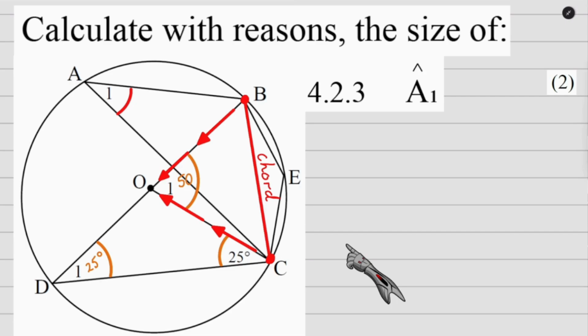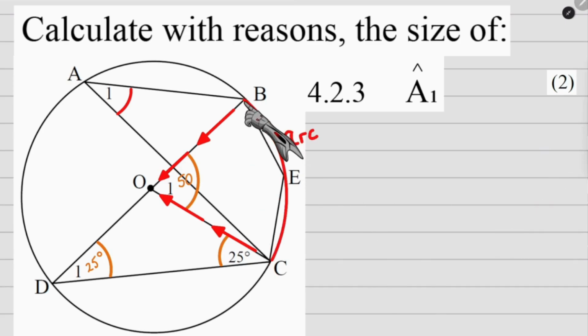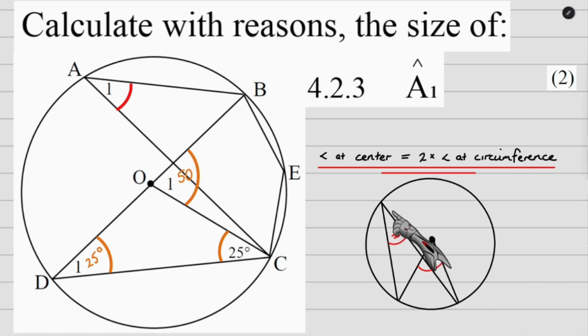So now I know that A1 and O1 are subtended by the same chord, and you can also see it as the same arc. This would be the arc that I'm referring to, BC. But I prefer the chord, it just makes more sense to my brain. And to get the physical size of A1, we're going to use the following theorem: angle at center is 2 times the angle at circumference, which states that the angle at the center is always 2 times the size of the angle at the circumference, provided they're subtended by the same chord or arc. So the one at the center is always bigger, so A1 will be half the size of O1.